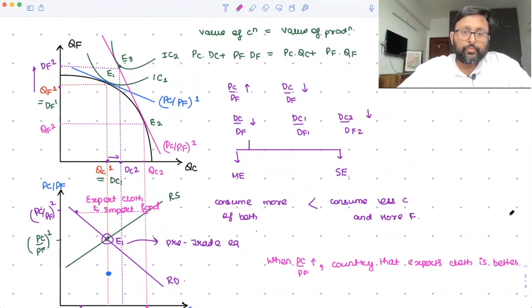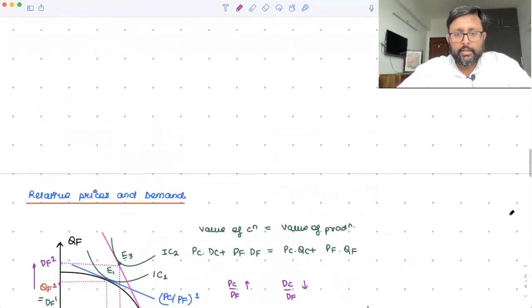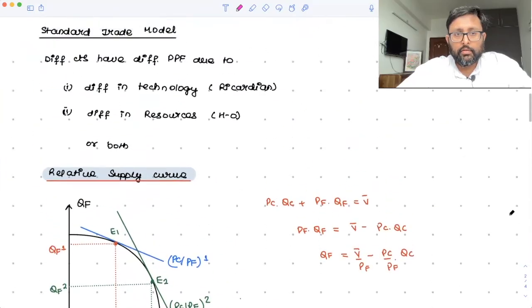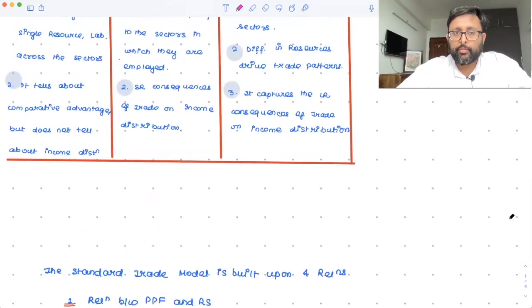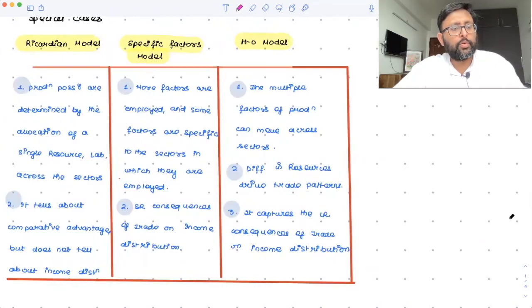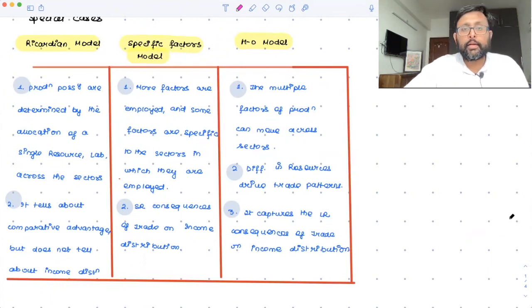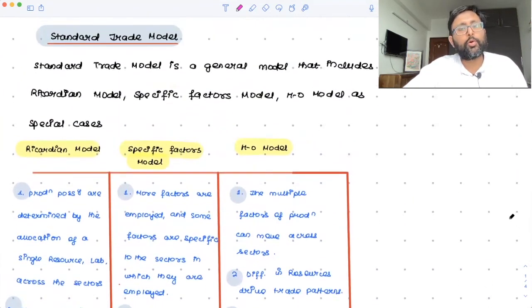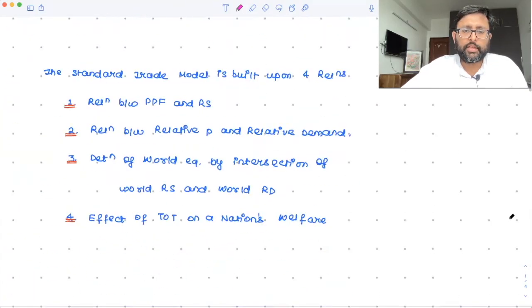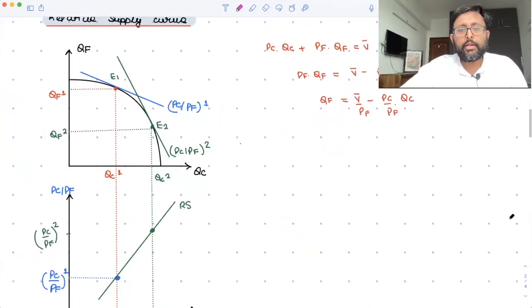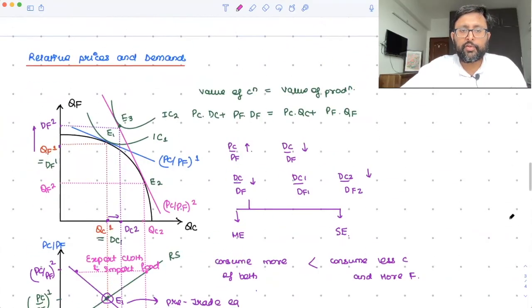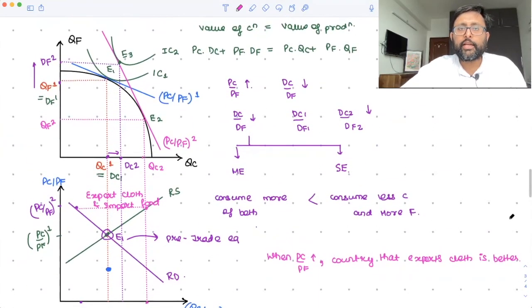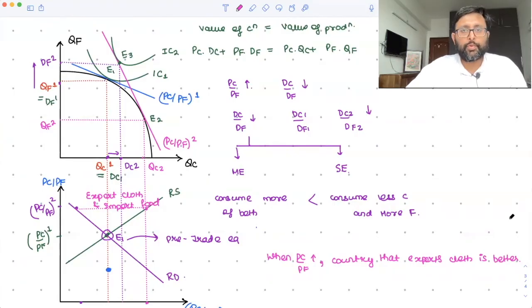Okay, so what has happened out here is that you have seen what the standard trade model is. We are still not over. We'll be talking about the terms of trade and many other things in the later parts of the model. So this is just the general introduction of the standard trade model. So you've derived the relative supply curve and the relative demand curve, and you have seen what is going to happen if PC by PF is going to increase.